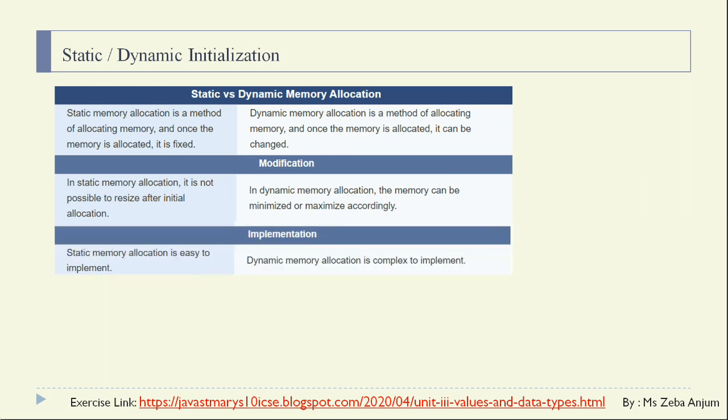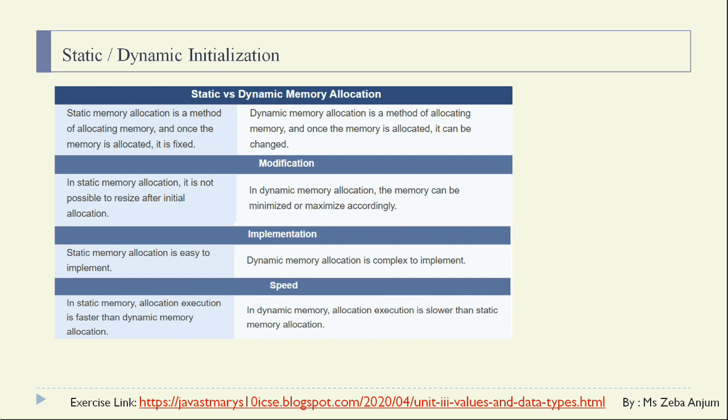Third one, implementation. Static memory allocation is easier to implement than dynamic memory allocation, because static memory allocation takes place while you are writing a program, but dynamic memory allocation only takes place when you are executing or running your program. Speed. In static memory allocation, execution is faster than dynamic memory allocation, because when we are writing the program, over there only we have to apply our efforts. In dynamic memory allocation, execution is slower than static memory allocation.